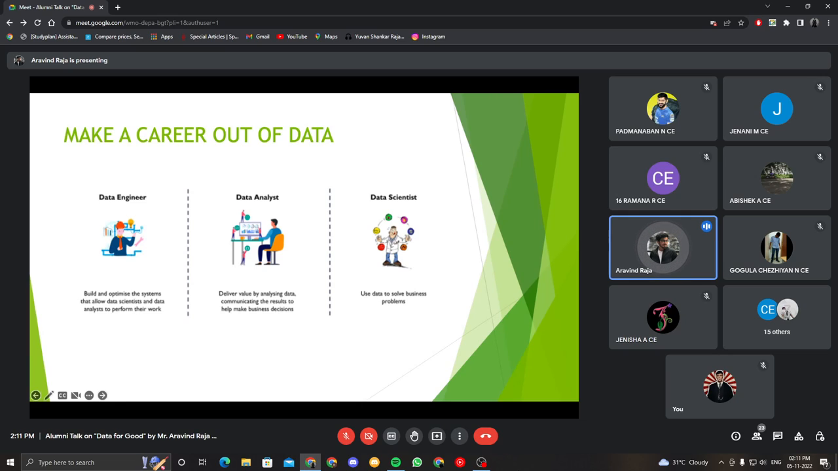The third one is data scientist, where they try to solve a future problem which is going to arise, using data. They try to predict it and analyze it using machine learning. These are the fancy terms used in the industry: machine learning, deep learning, image analytics, and so on and so forth. These are the major things where you can make a career out of data. And if you are interested, please let me know if you have any doubts. I'll be happy to help you out in person also.